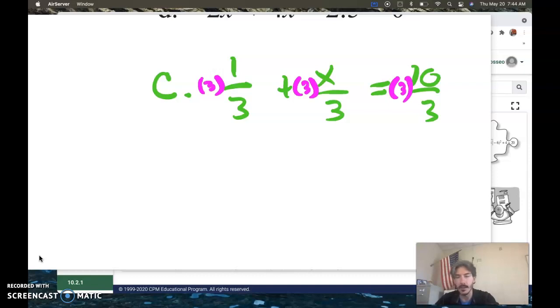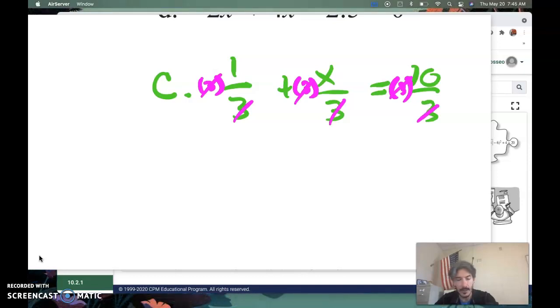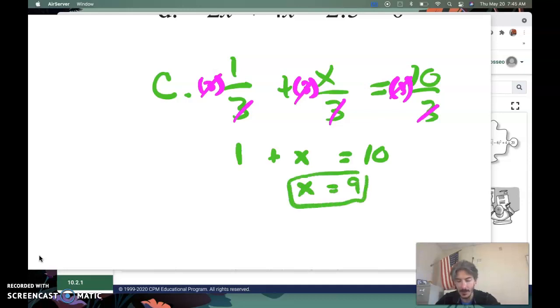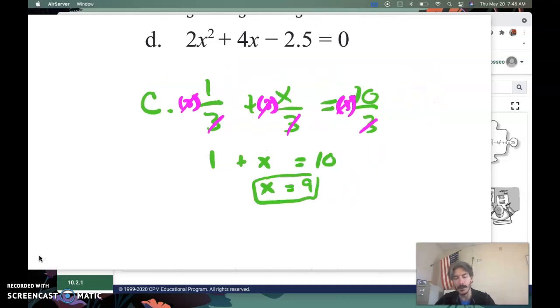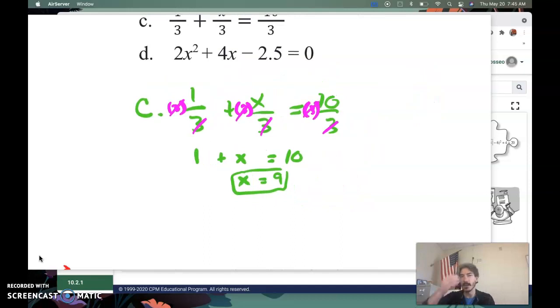Now notice what I've done again. Just like in A, just like in B, I've done it to each term. Okay, so these will cancel, and these will cancel. And then look what happens. Look at how much easier this problem becomes because I recognized what each of these things had in common. Now I have 1 plus x equals 10. And it's like, holy cow, just subtract 1 from both sides and you get x equals 9. And now you're done with that problem. Okay, again, because I strategized, I recognized exactly what was happening ahead of time.